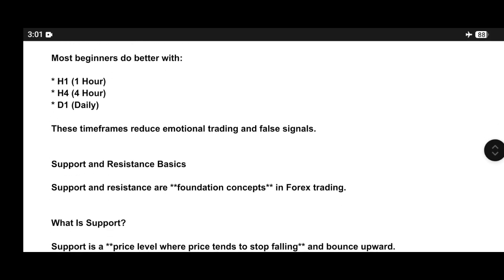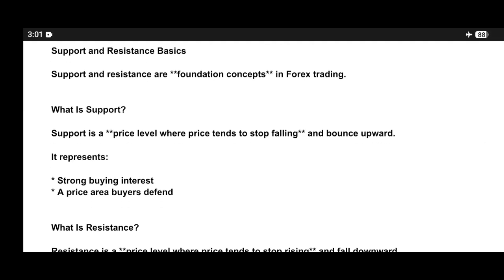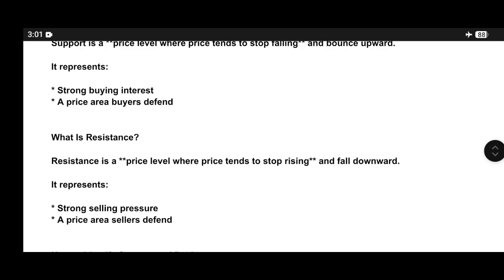Now let's talk about support and resistance basics. Support and resistance are foundation concepts in forex trading. What is support? Support is a price level where price tends to stop falling and bounce upward, because it represents strong buying interest, a price area buyers defend. What is resistance? Resistance is a price level where price tends to stop rising and fall down. It represents strong selling pressure, a price area sellers defend.